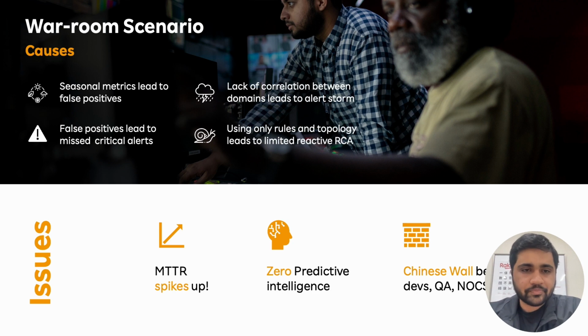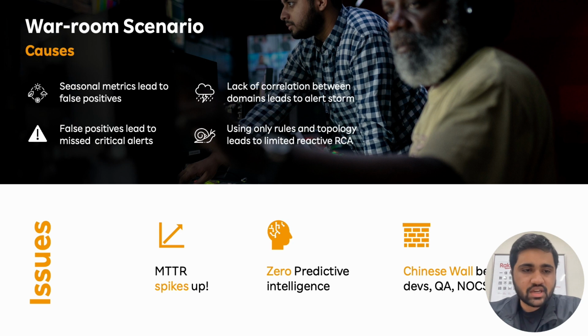And in the current solution, using only rules and topology leads to limited, reactive root cause analysis. There's not a lot of AI in just using rules and topology. It's just following a rule which you have specified from your tribal knowledge, and you're going to be using that to get to the root cause. And that is, one, very time consuming to set up, and two, doesn't account for much seasonality. So all of these come together to form the perfect storm.